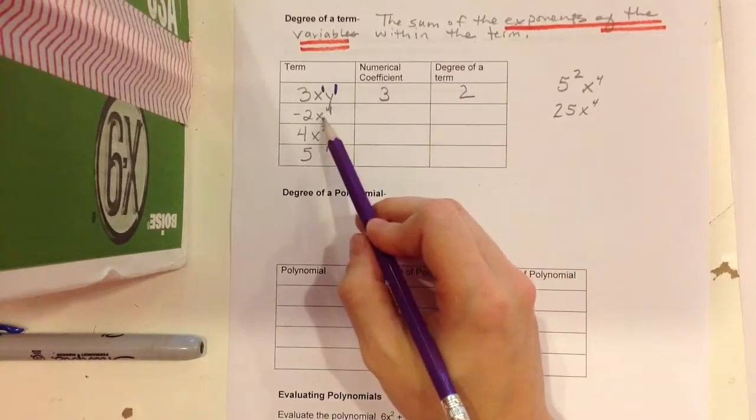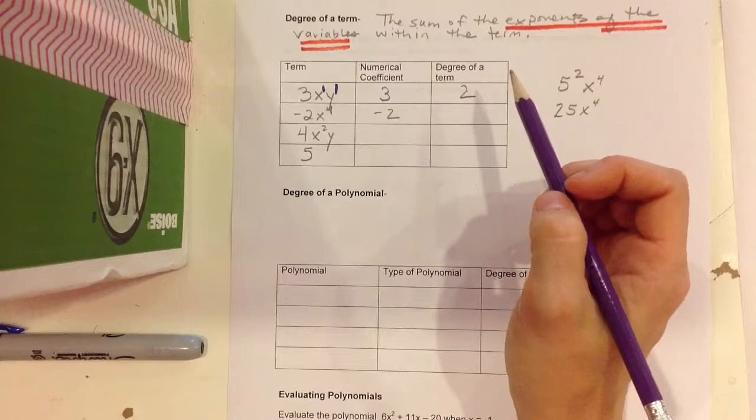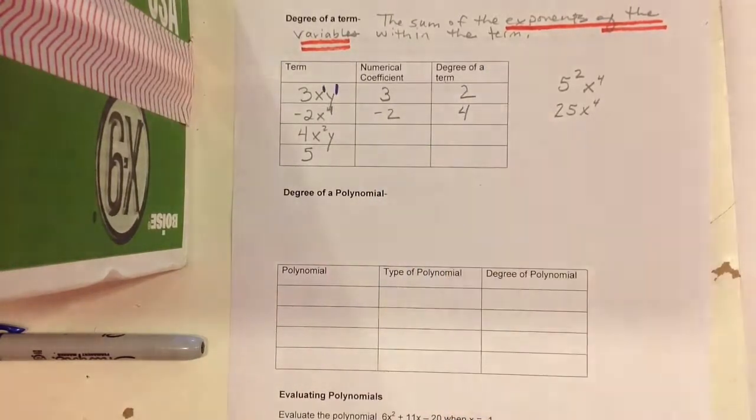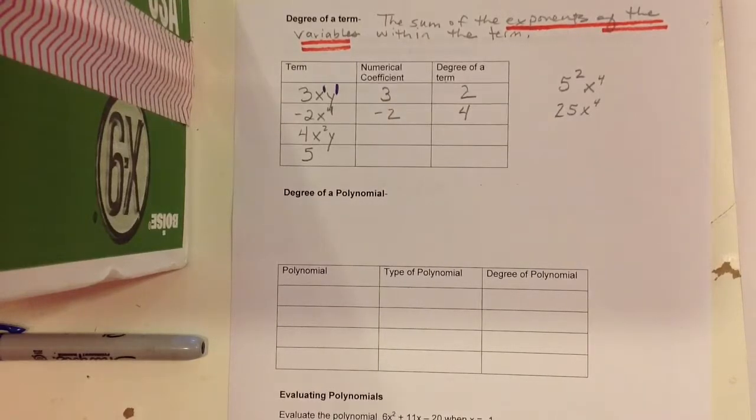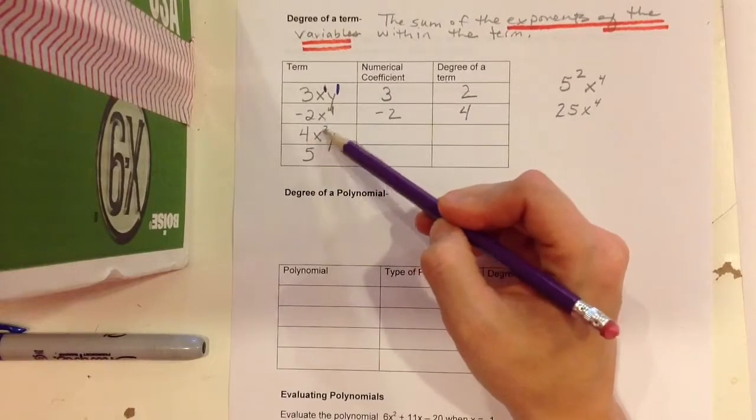The numerical coefficient on the second example is negative 2. What is the degree of the term? Well, it only has one variable. It's raised to the 4th power, so 4 is your degree. So the degree of the term is 4 because that's the exponent that it's raised to. There's only one variable.